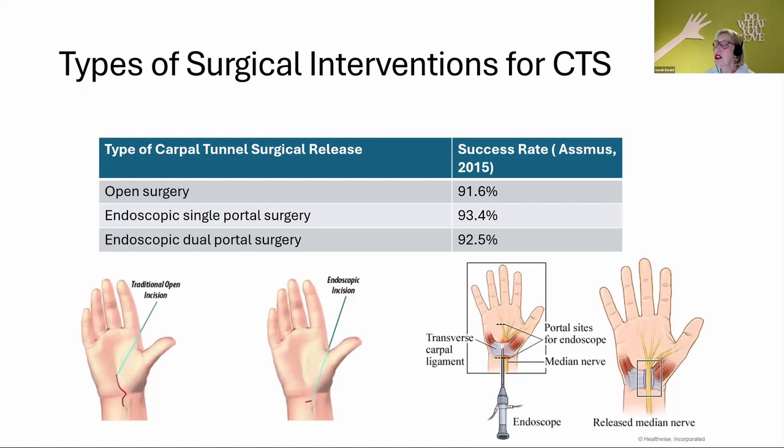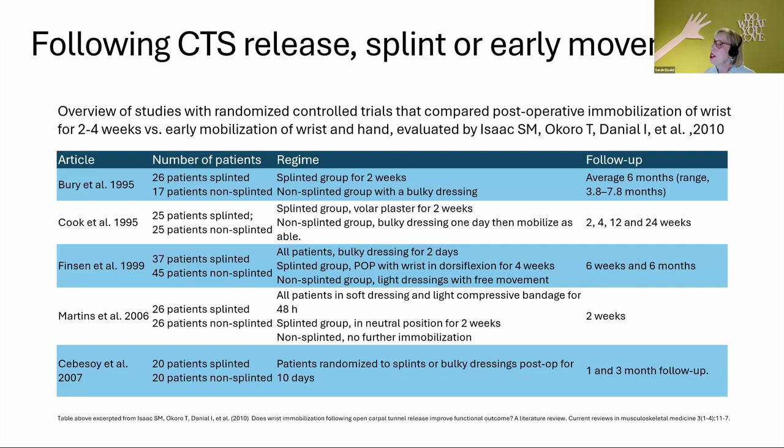So types of surgical interventions for carpal tunnel syndrome, open surgery, endoscopic surgery are basically your two choices. And one of the questions you all asked before the course that you wish to have answered was, should you splint them post-operatively or not? Should you immobilize them? And the simple answer is you most definitely should not immobilize that wrist.